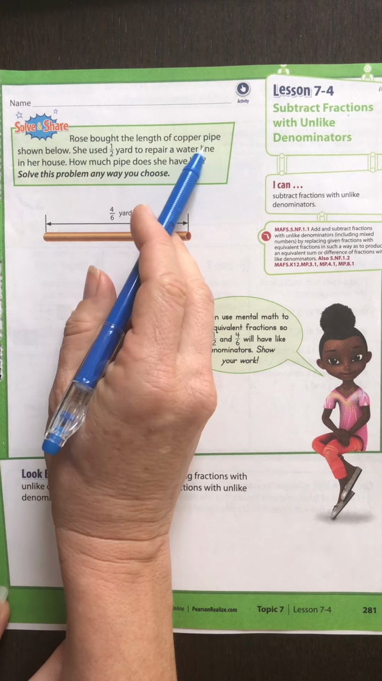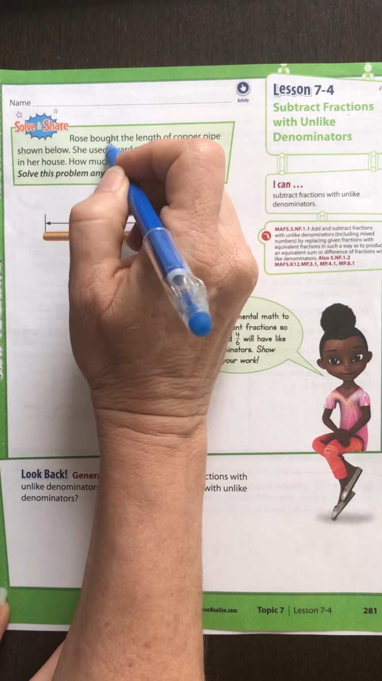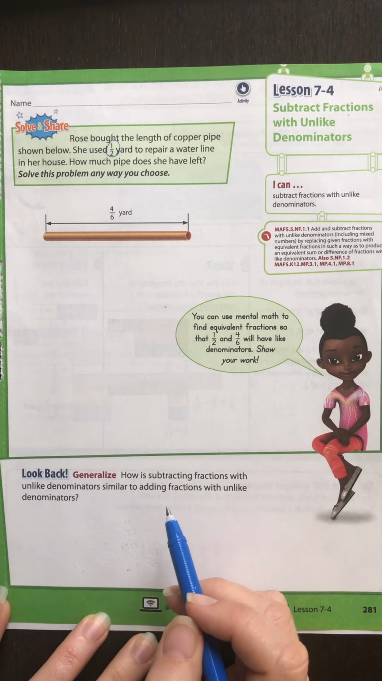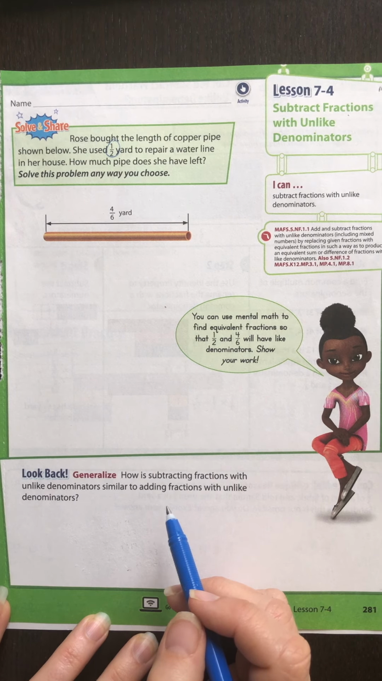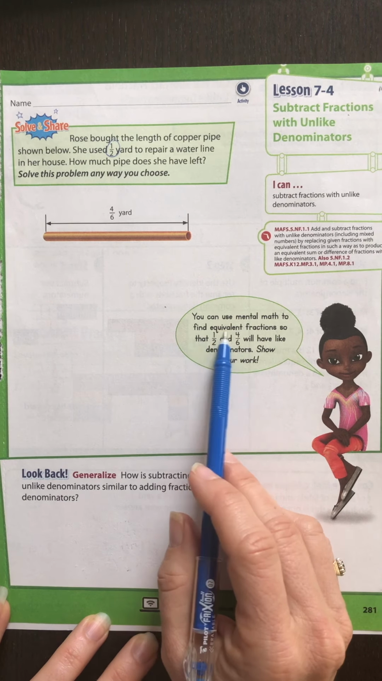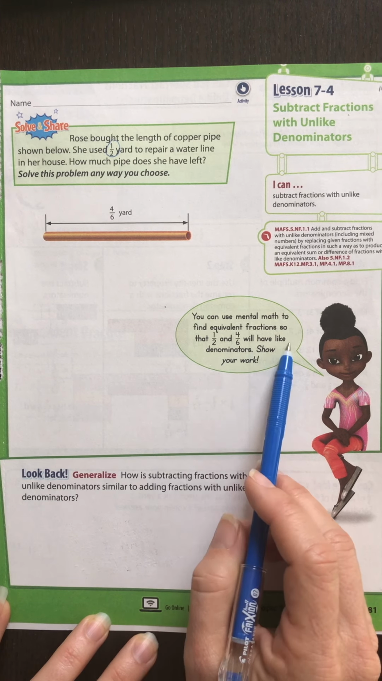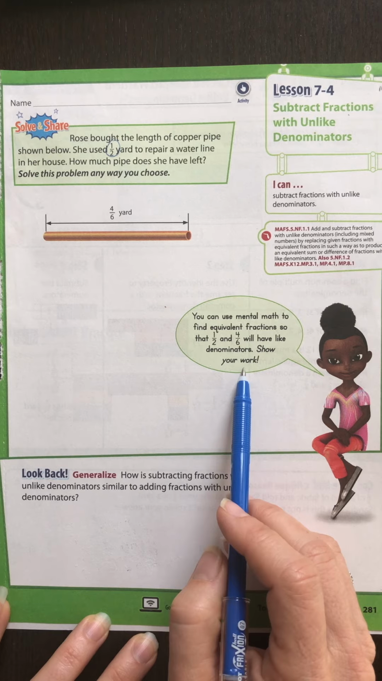Rose bought the length of copper pipe shown below. She used 1/2 yard to repair a water line in her house. How much pipe does she have left? Solve this problem any way you choose. Our hint here is you can use mental math to find equivalent fractions so that 1/2 and 4/6 will have like denominators. Show your work.